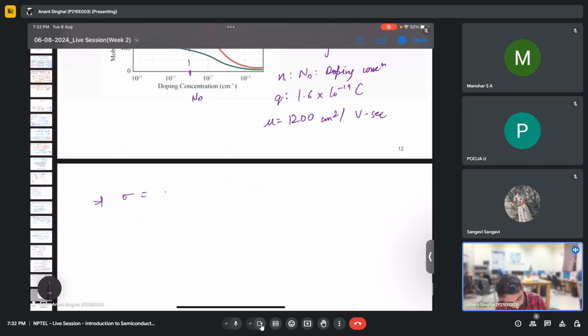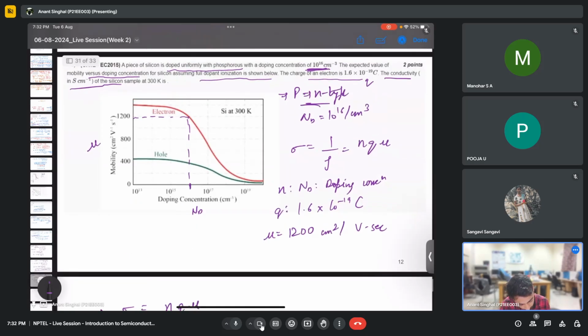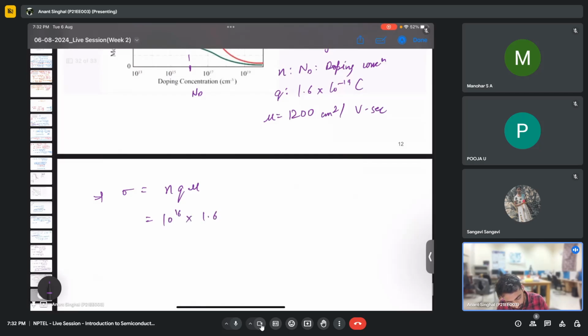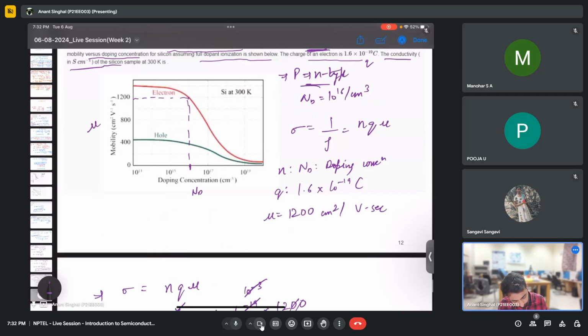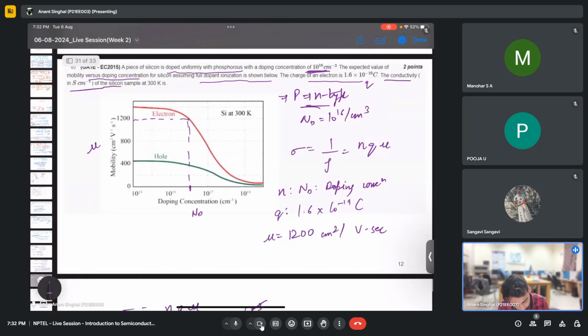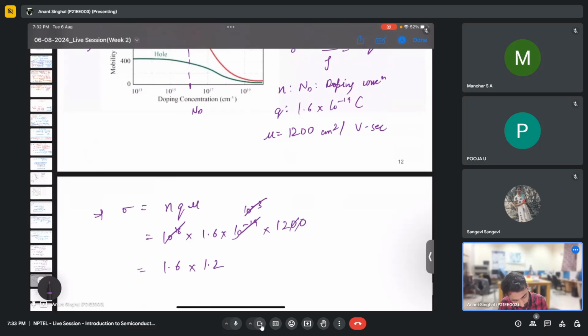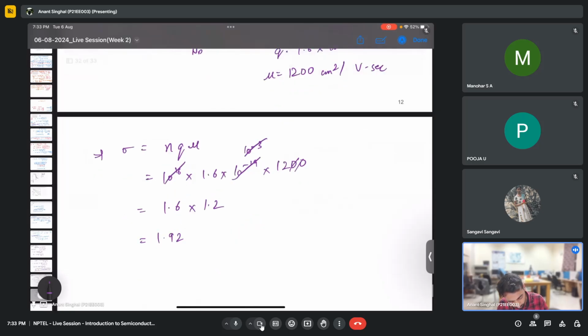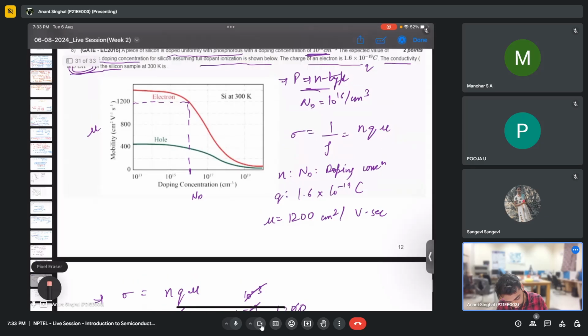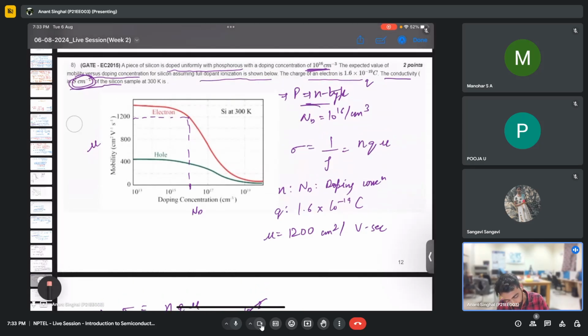So we have everything. Conductivity is n q mu. So n is 10 raised to 16, charge is 1.6 times 10 raised to minus 19, and mobility is 1200. Everything is in centimeters, so this is 10 raised to minus 3 times 10 raised to minus 1. It will be 1.6 times 1.2, and it is asking in Siemens per centimeter only. So the answer is 1.92 Siemens per centimeter. So the answer will be 1.92.